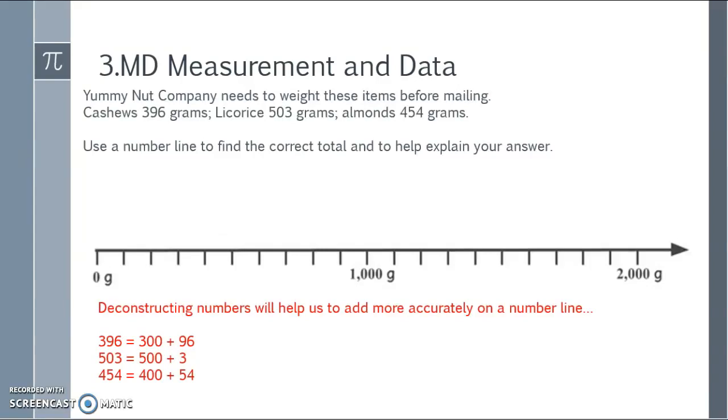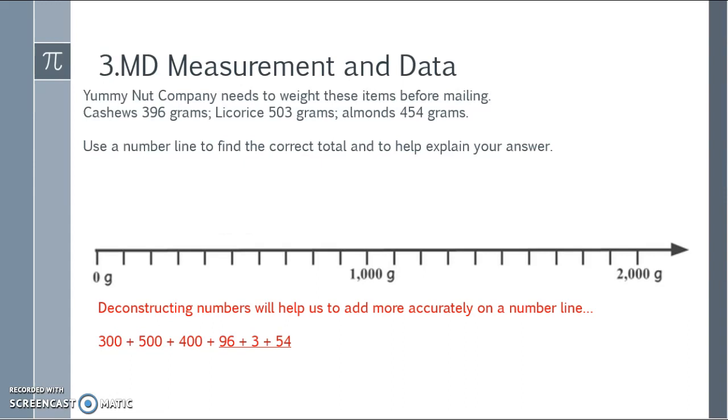In the last video, we deconstructed our numbers, and now we're actually going to go ahead and put them on our number line. So what I did was take the hundreds numbers and gather them together, and then group the tens and the ones numbers off to the side.